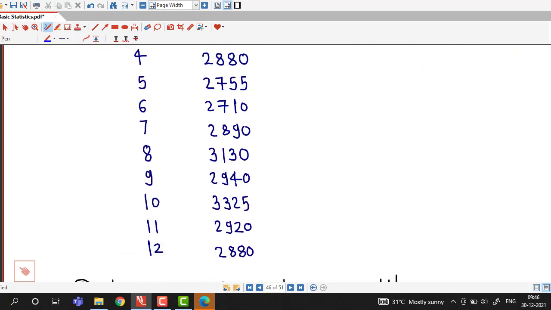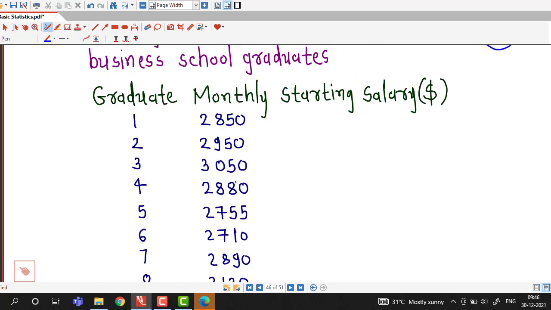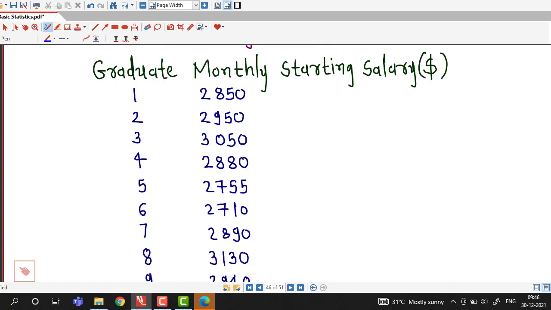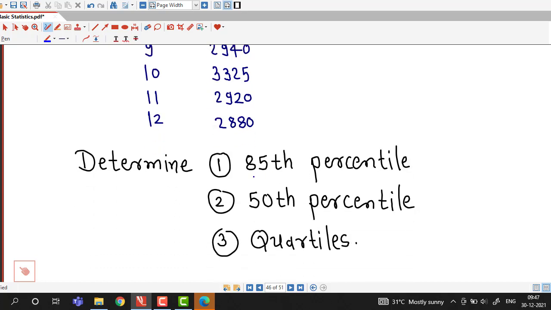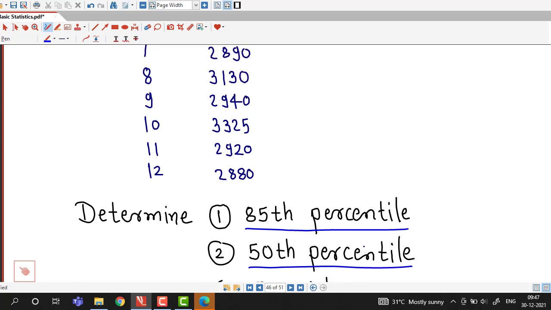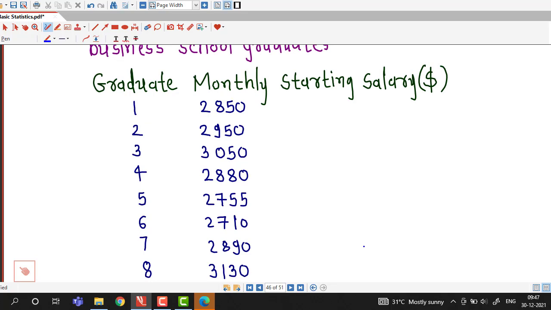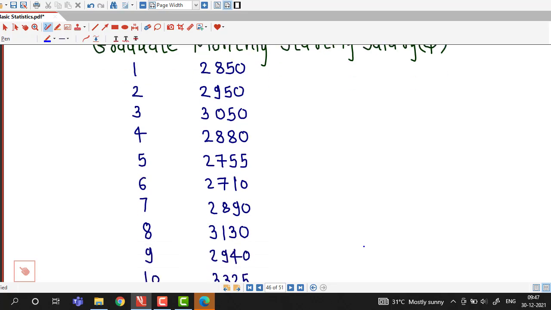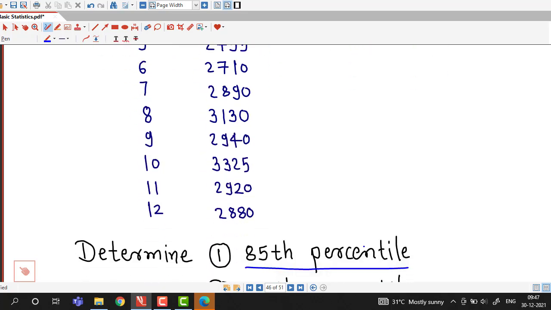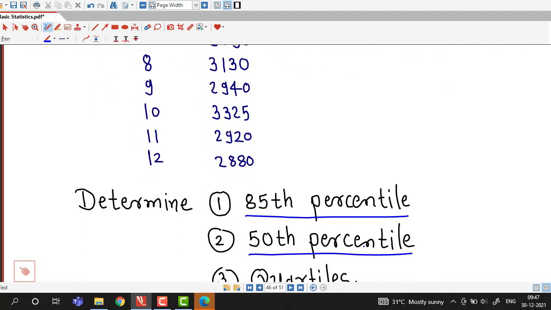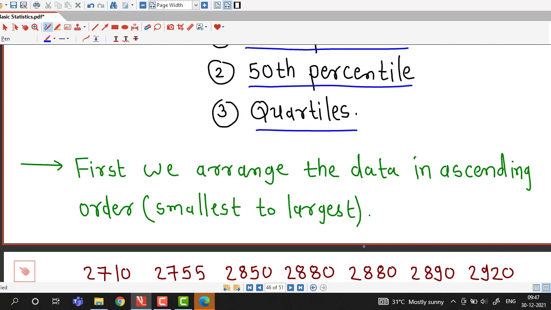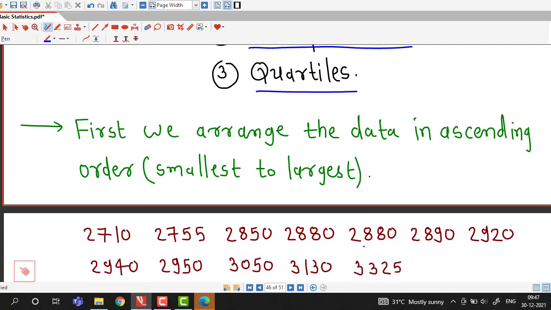We can see here that the data is not arranged in either ascending or descending order. We are asked to find the 85th percentile, 58th percentile and quartiles. As we have discussed, first we have to arrange our observations in ascending order. So before going for the formulas for percentiles, we have arranged this data in ascending order.